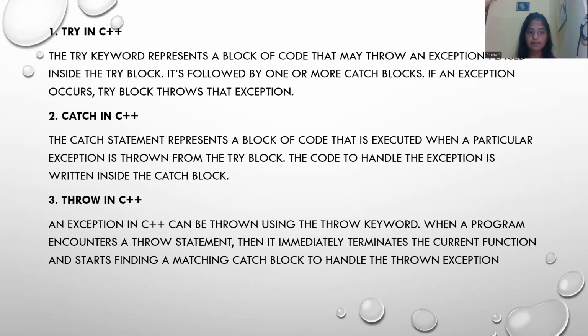Throw in C++: an exception in C++ can be thrown using the throw keyword. When our program encounters a throw statement, it immediately terminates the current function and starts finding a matching catch block to handle the thrown exception. So now a try block has been tested and an exception has occurred, and that exception is thrown by the throw keyword, which will be caught by the catch block. Whenever this throw keyword is used, if there are other functions also, they will be terminated for that time, and it will immediately start searching for the catch block, so that whatever exception has occurred is immediately caught.